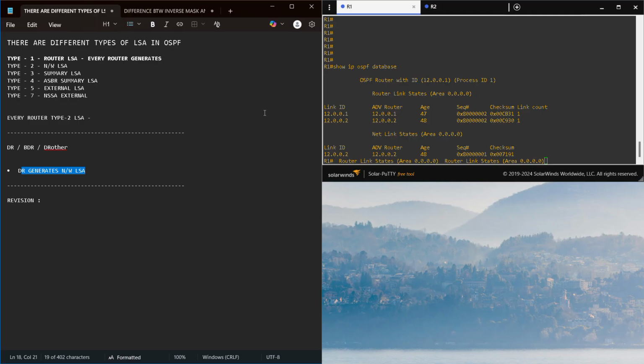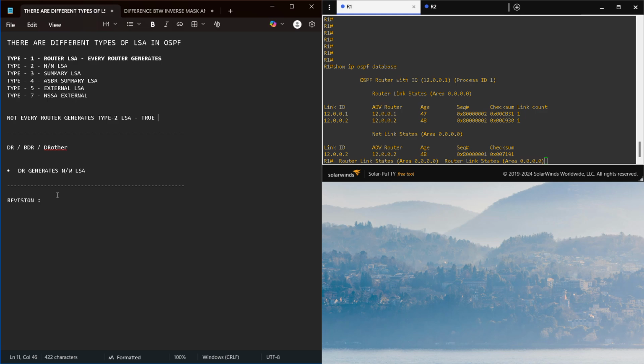Now, if I ask you the question, does every router generate type 2 LSA? The answer will be false. And if you want to make this statement true, then we will say that not every router generates type 2 LSA. Now this will become true, right? Only the designated router generates network LSA, right?